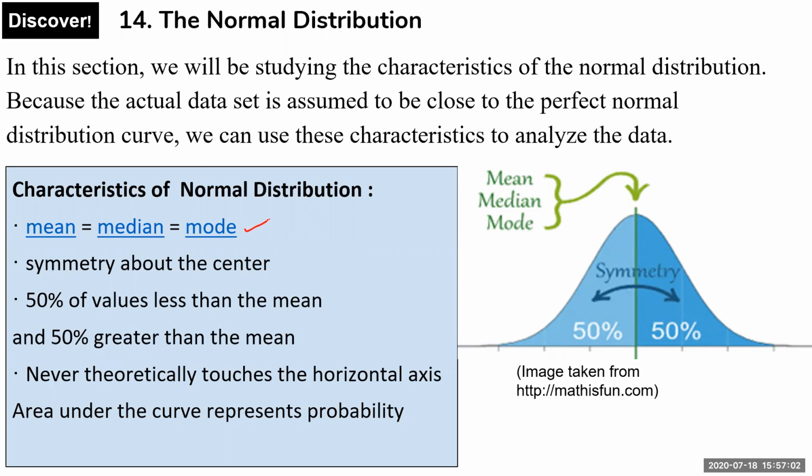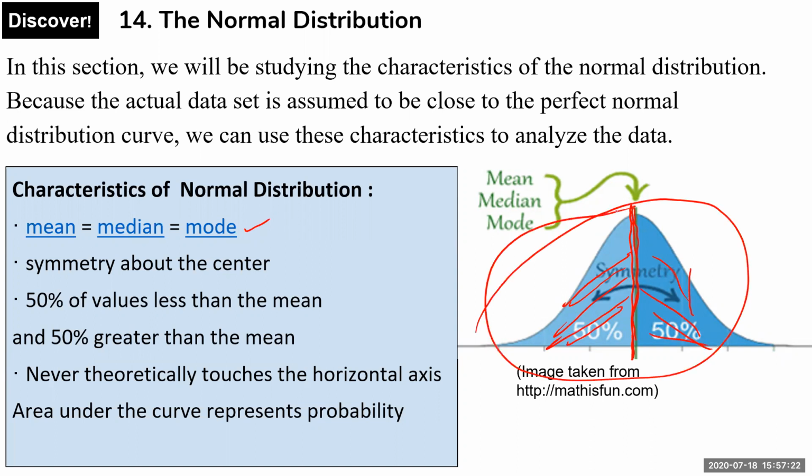The mode. Now, symmetry about the center. So this is the axis of symmetry about the center. We have 50% less, so this half is 50%, and the other half is what? 50%. So the whole area under the normal curve is what? 100%. Okay, nice. So this is the normal curve, and the whole area under this is 100%. So 50% to the left, and then 50% to our right.